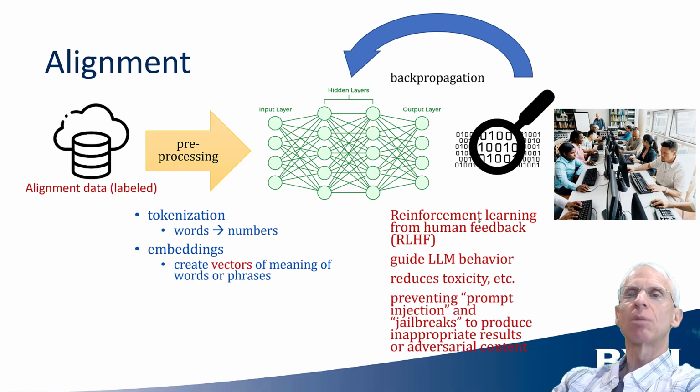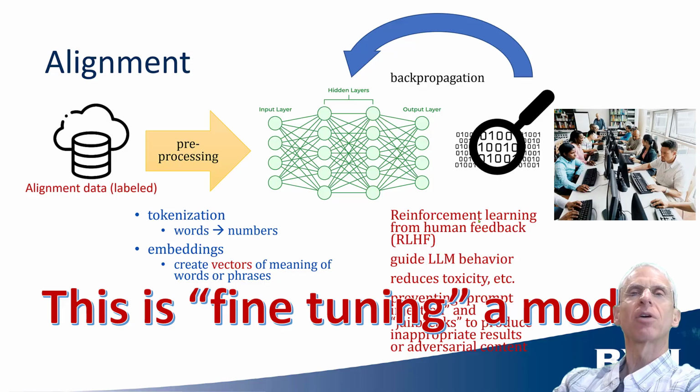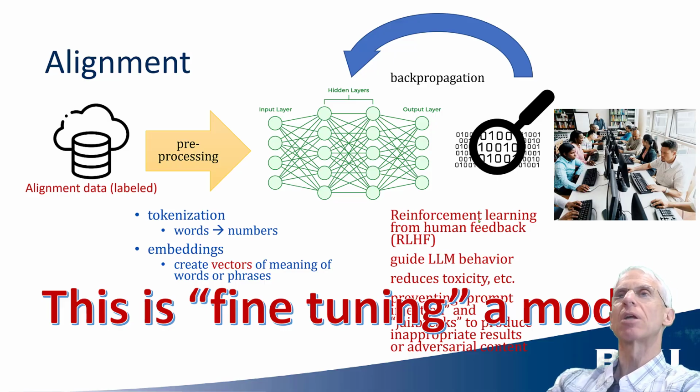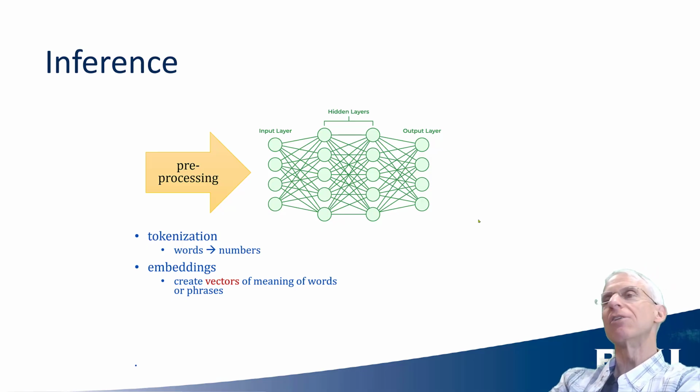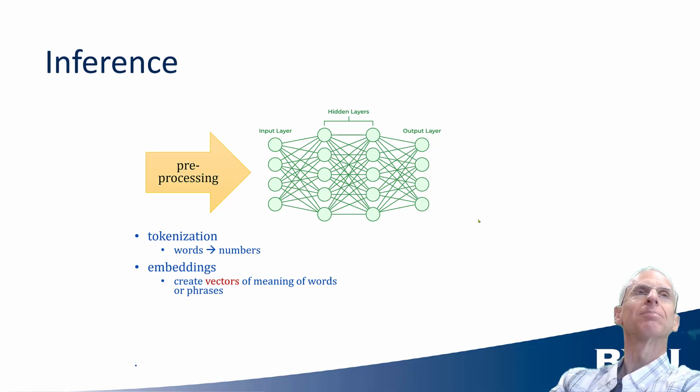It prevents prompt injection, jailbreaks. I won't go into that. You don't need those details now. Okay, this is called fine-tuning. We fine-tune the model. So first we train it, then we fine-tune the model. Then we get to inference. Inference is where we're actually going to use the model.